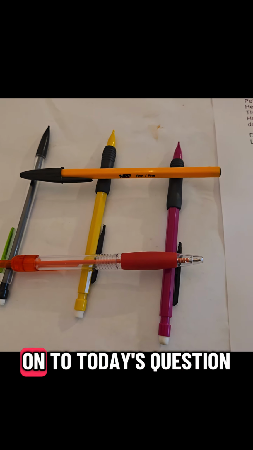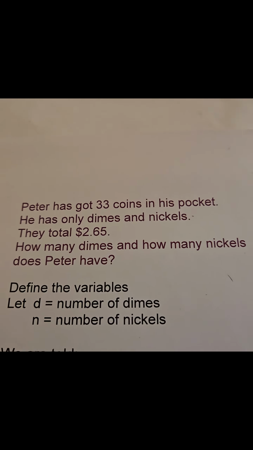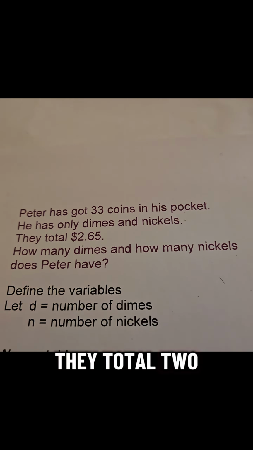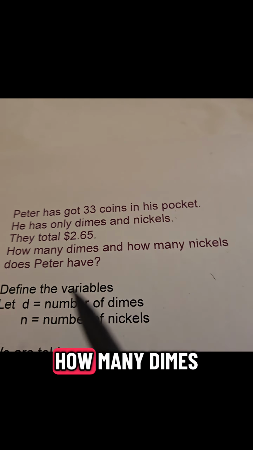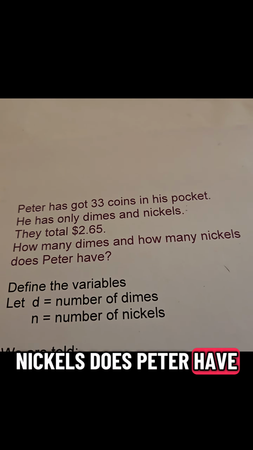So let's get on to today's question. Peter has got 33 coins in his pocket. He has only dimes and nickels. They total $2.65. The question is, how many dimes and how many nickels does Peter have?